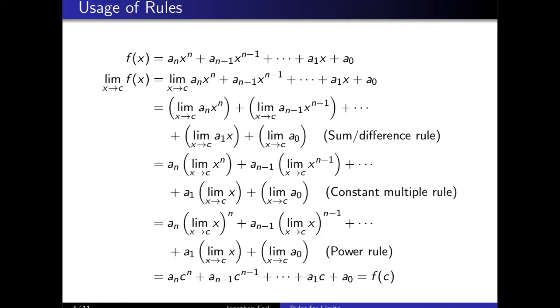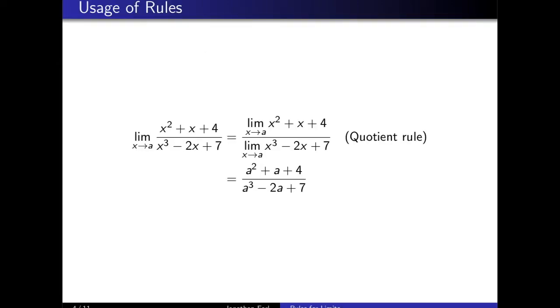So what that tells us is that the limit as x goes to c of f of x is a_n times c to the n plus a_(n-1) times c to the n minus 1 plus each of the terms down to the end. And in general what this says is that for any polynomial, if you're looking at the limit as x goes to c of f of x, that's just f of c, which says that whenever you have a polynomial, you can go and plug in x equals c and you're done. That's the answer.